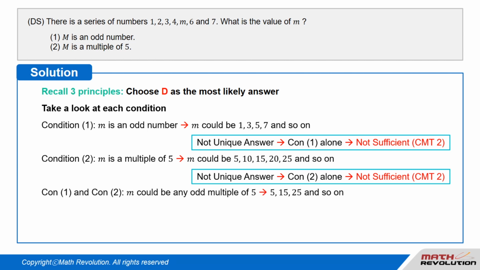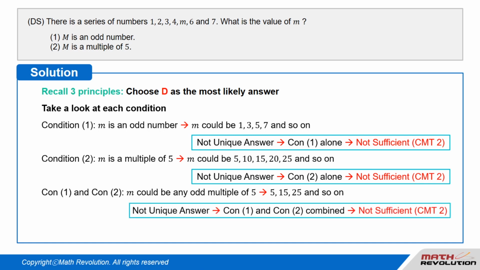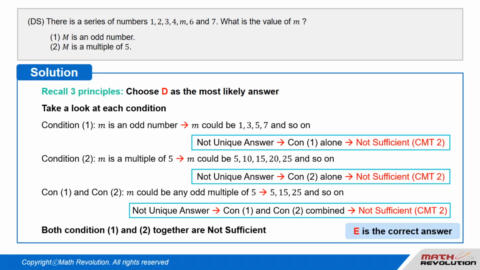Both conditions 1 and 2 combined tell us that m could be any odd multiple of 5, such as 5, 15, 25, and so on. Here again, the value of m is not unique and not sufficient by CMT2, which means that the number of answers must be 1. Both conditions 1 and 2 together are not sufficient. Thus, the correct answer is E.